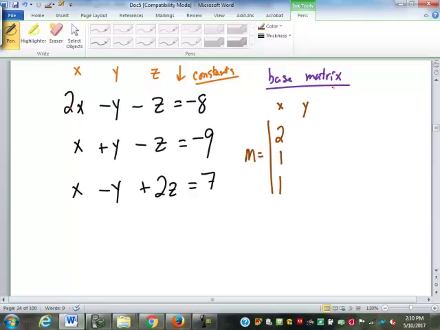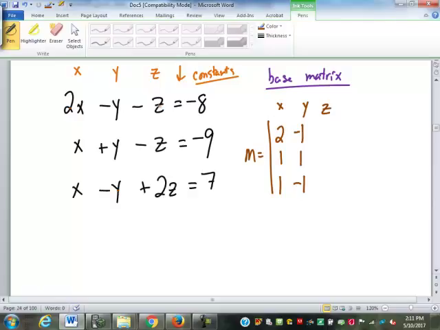Next column is going to be the y coefficient. What numbers are going to go in that column for the y coefficients? The first one's negative 1 here from minus y. What goes next? Plus 1, and then the next one will be negative 1 again, minus 1 again. Perfect. Then the final column is going to be the z coefficients.